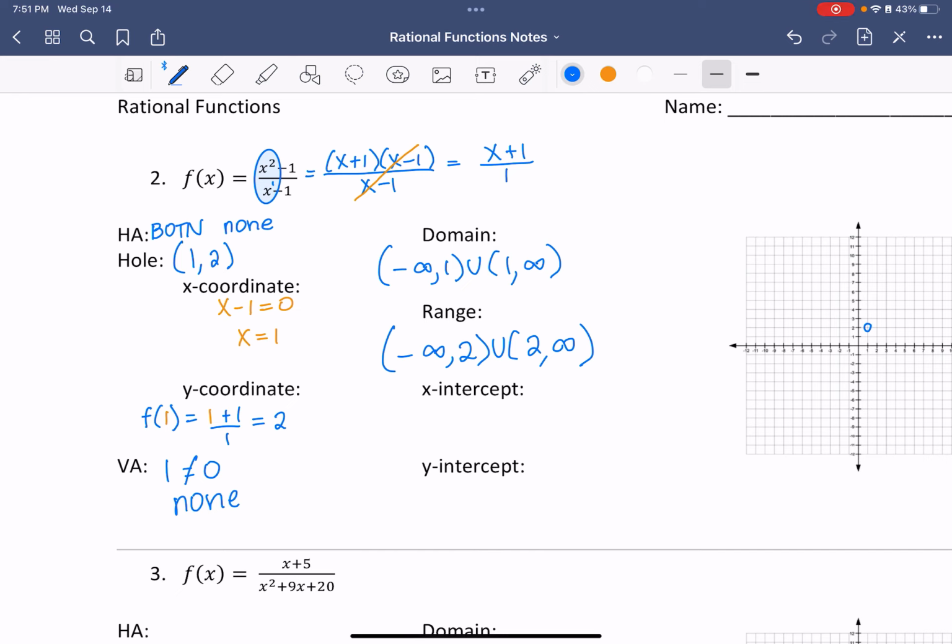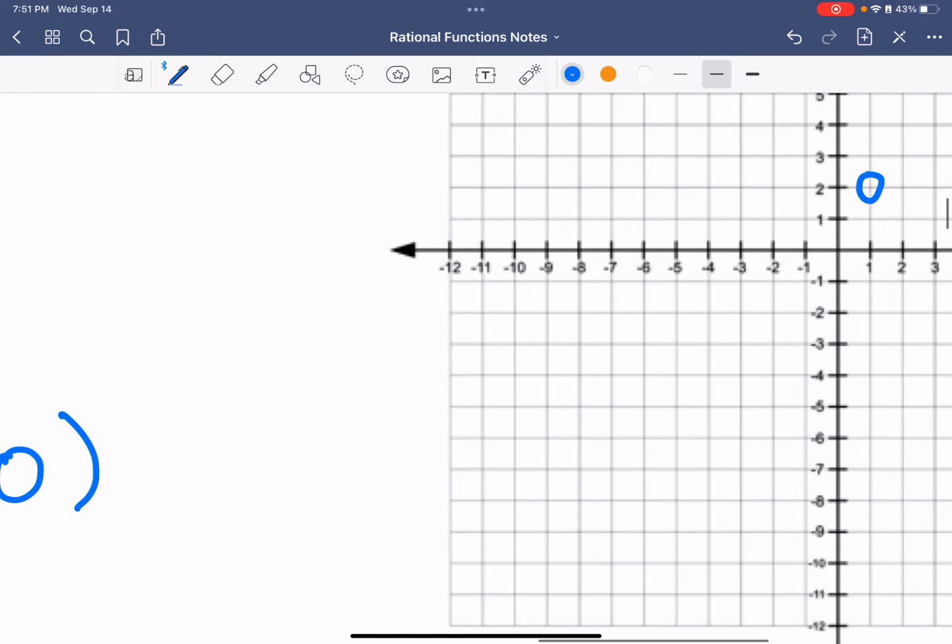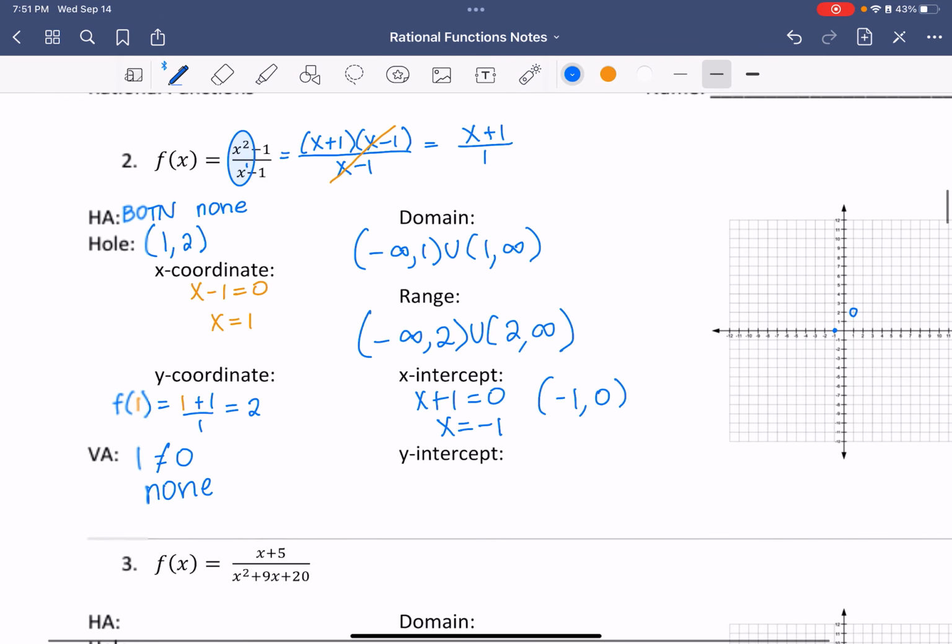All right, so for the x-intercept, you grab the numerator, which is x plus 1, and set it equal to 0. Subtract 1, you get x equals negative 1. And as a coordinate point, that's negative 1, 0. I'm going to make a little closed point to represent the x-intercept.